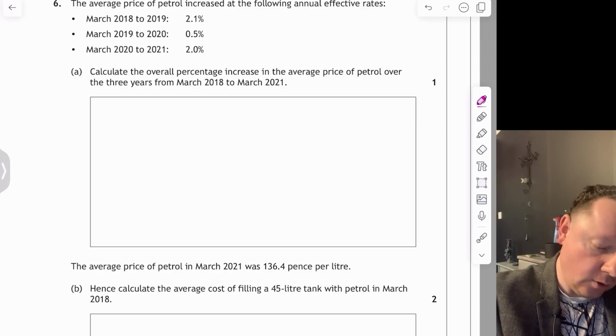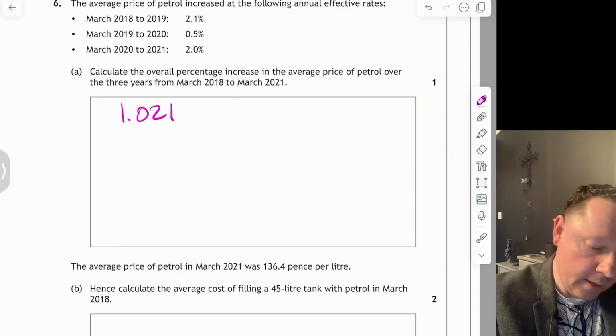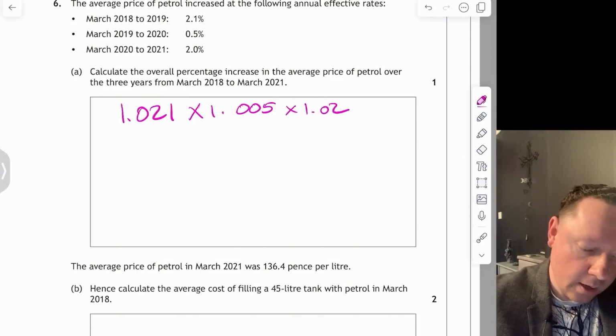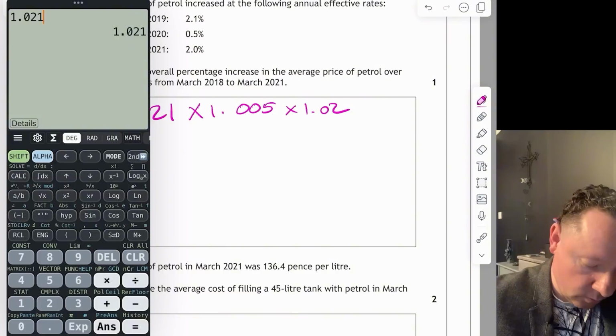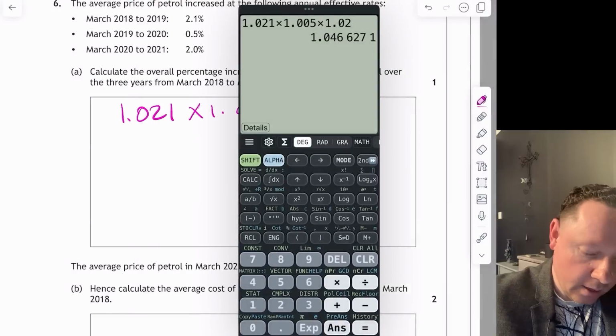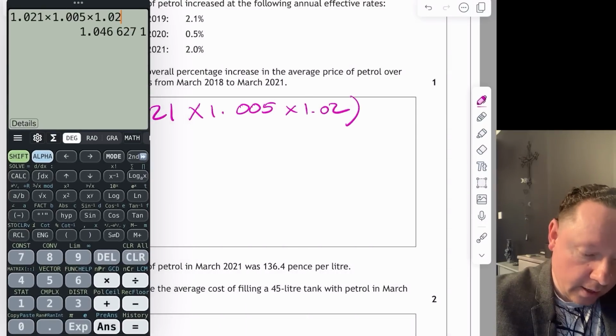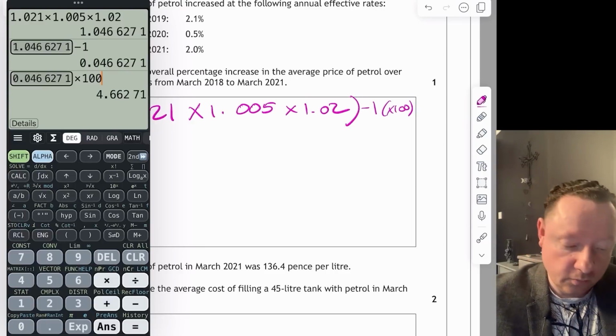So in other words, I do 1.021. I got that by doing 100 plus 2.1 divided by 100, times 1.005 times 1.02. Once I've done that, you'll see in a minute, we can do it in bits. 1.021 times 1.005 times 1.02. That gives you 1.046627. So with that answer, I'm going to have to take away the 1 and times 100 to turn it back into a percent. So take away 1 times 100, 4.66, and a bunch of other numbers, 4.66%.